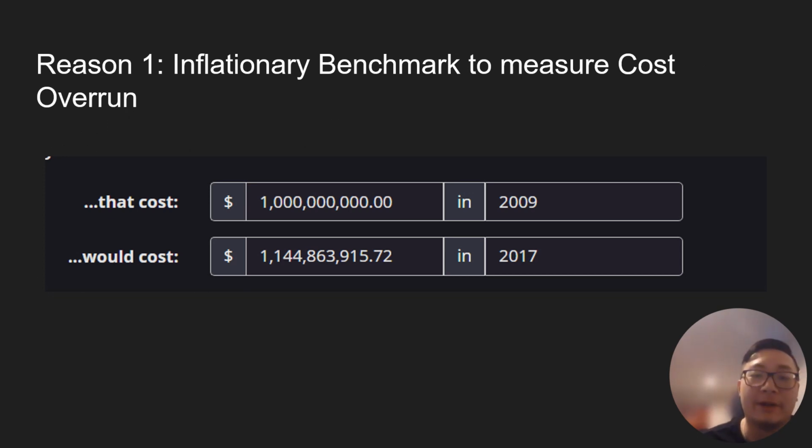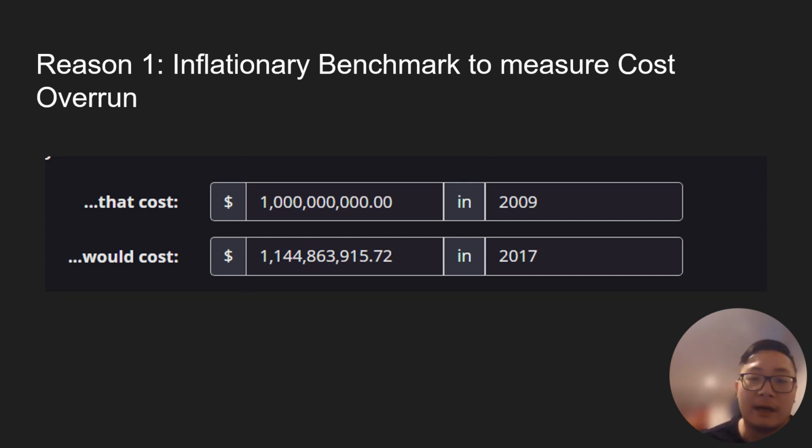Reason one, the way we measure cost overrun is using our own currency. We use the currency as a benchmark to measure cost overrun, and that is a faulty system by design, since currency by design is an inflationary benchmark, meaning that the value of the currency will decrease over time regardless of whatever project you're running.